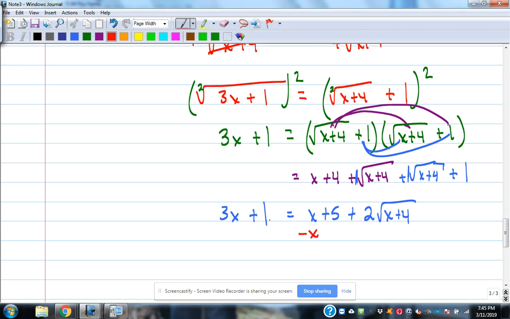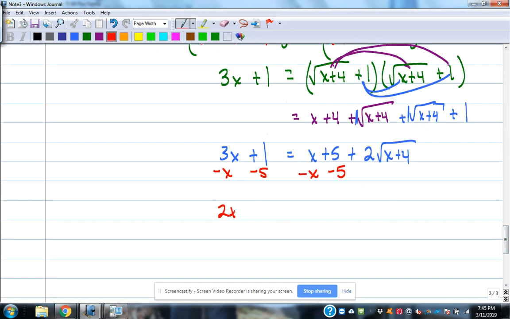Yeah, I can move this x by subtraction. I can move this 5 by subtraction. And that's going to give me 2x minus 4 equals 2 x radical x plus 4, because those pieces would be gone then. Could I get rid of that 2 that's on the front? How do I get rid of that 2? I can, but how? What's going on between the 2 and the radical? They're multiplying. The opposite of that would be divide. If I divide both sides by 2, that gets rid of it over there.